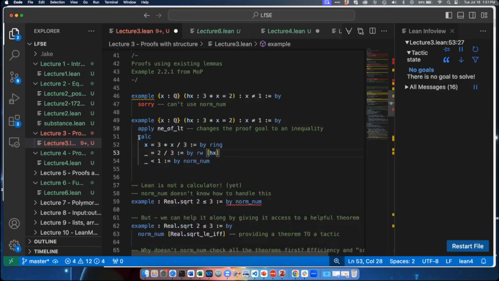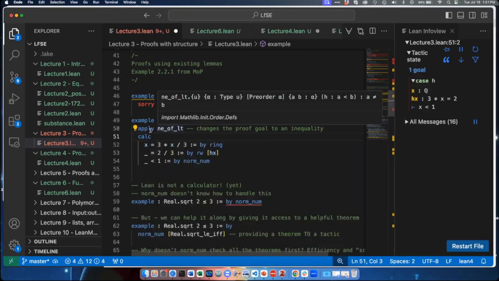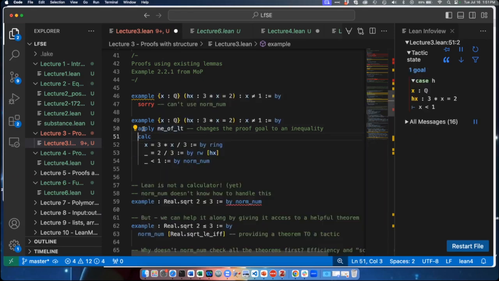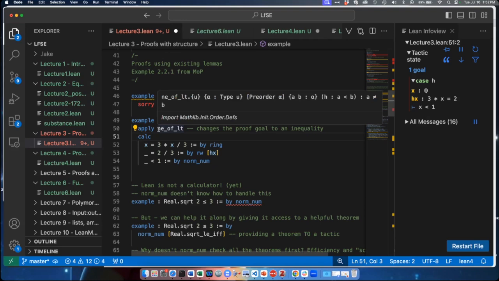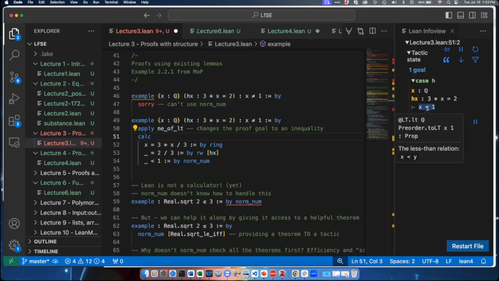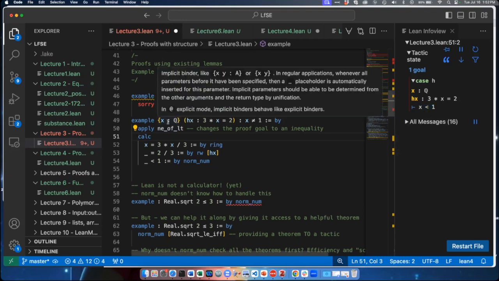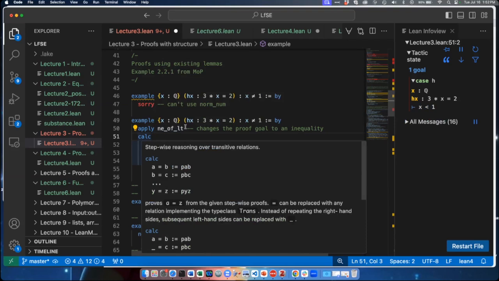So what we've done is we've applied this, and you can see before I do the apply, I have x not equal 1. After I do the apply, I've turned that into x is less than 1. So that's what apply did. I already know that this theorem is true because Mathlib has checked that, Lean has checked that. So I don't need to justify my change of the not equals to the less than because the theorem itself is the justification.